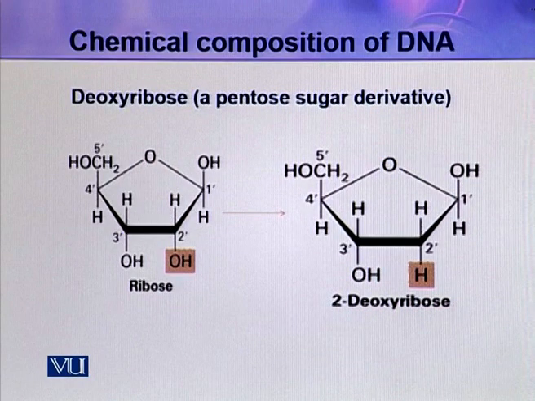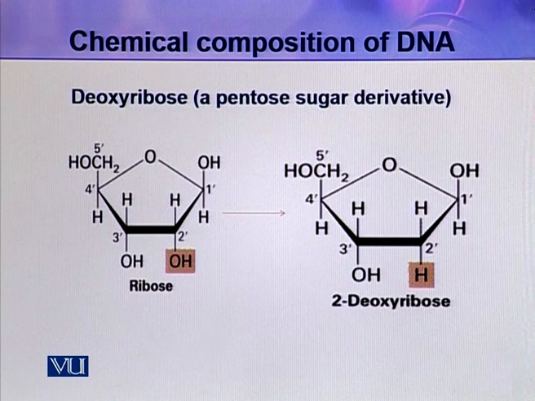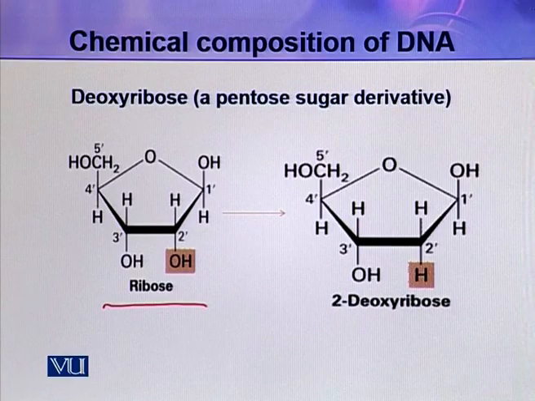So, first component, deoxyribose. Deoxyribose sugar is a pentose sugar derivative. It is derived from ribose sugar. Here you can say this is ribose sugar. And look at the numbering. Although this sugar is numbered conventionally, only a prime designation is added. So this is 1 prime, 2 prime, 3 prime, 4 prime and 5 prime carbons.